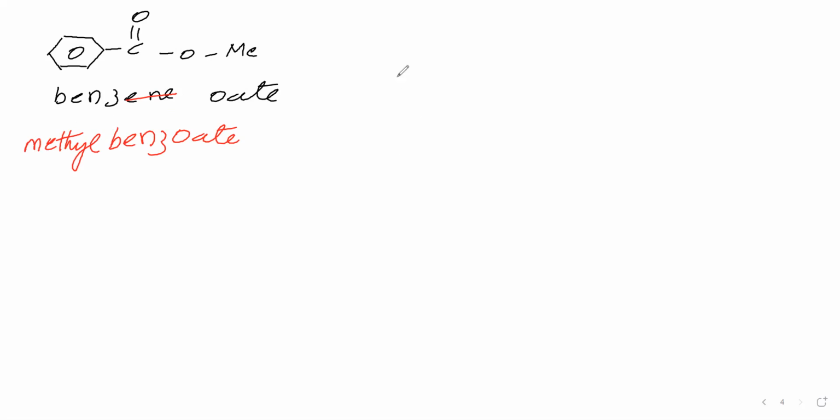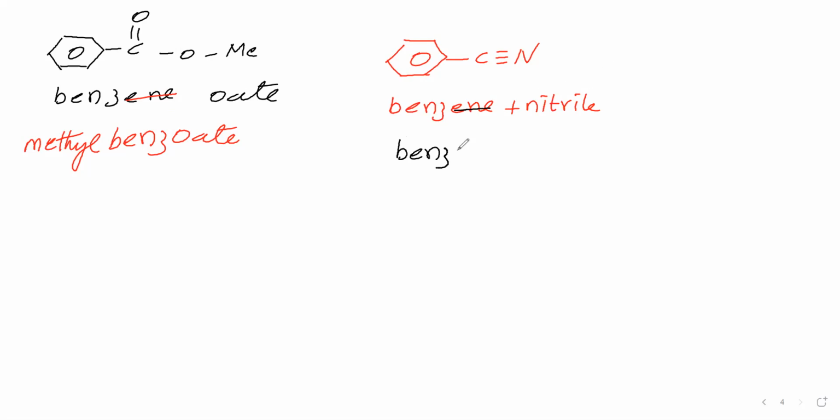Next we will take this. Benzene name we will take, with CN. The secondary suffix is nitrile, that we will take. Now let us cancel the e. This benz we will write, this nitrile we will write, then in between them we will include o. Benzonitrile.